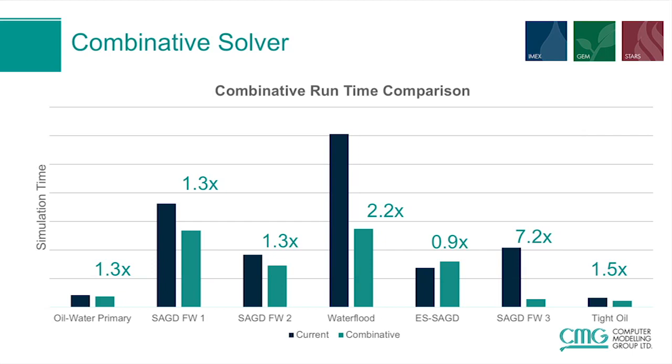So once again, water flood has a rapidly moving pressure front. So this is one example where combinative solver works extremely well to reduce your runtime. The ESXD case is very specific to this one case.